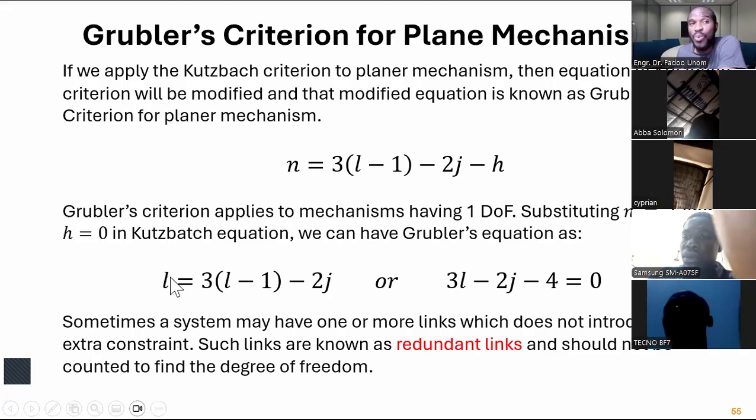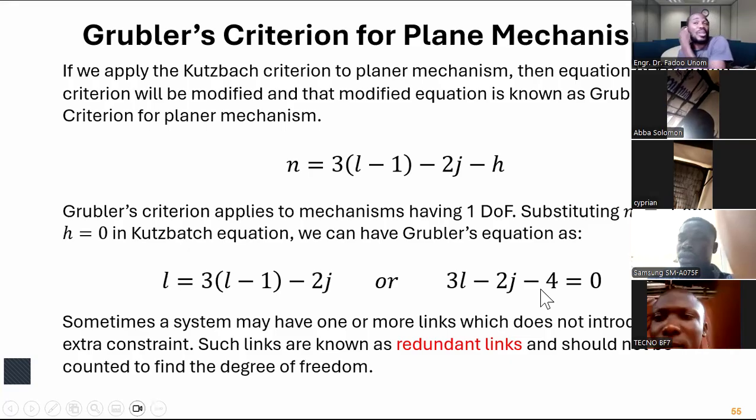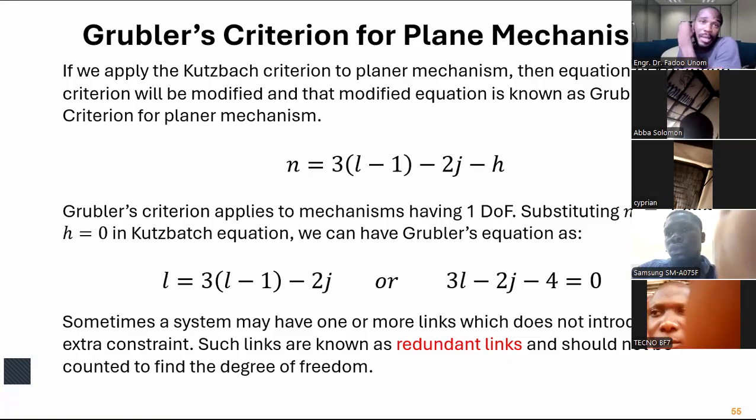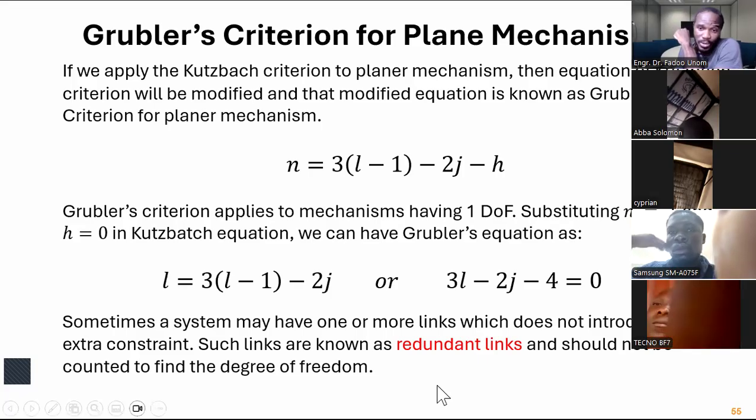If you bring the 1 this way, minus 3 minus 1 will be minus 4, that you are seeing here. And then that 3L will be there, and then minus 2J will be there. This is what is called the Grubler's criterion. Is that okay? The Grubler's criterion.